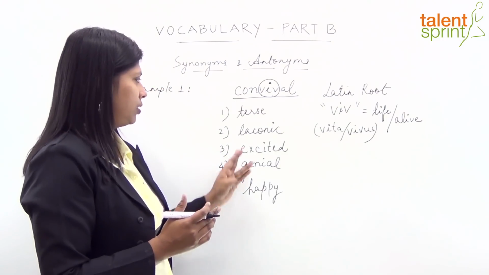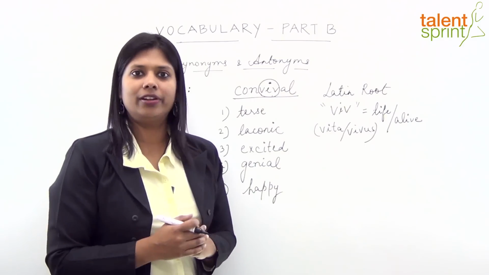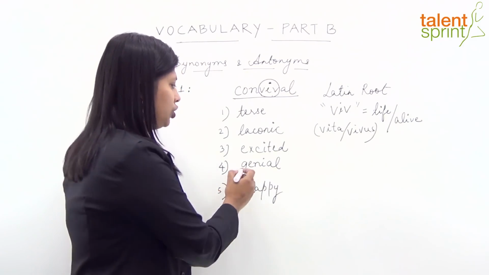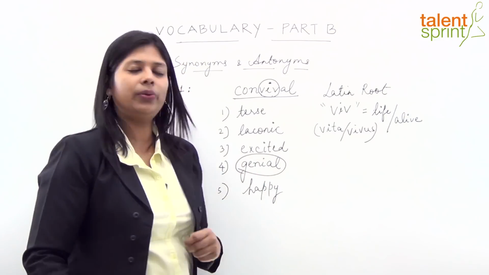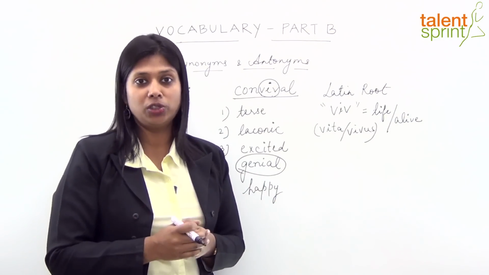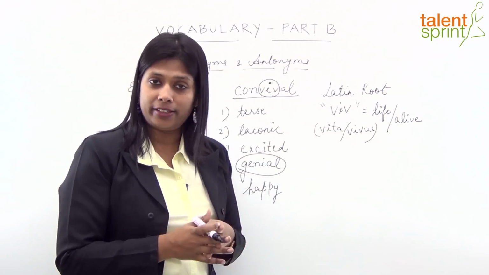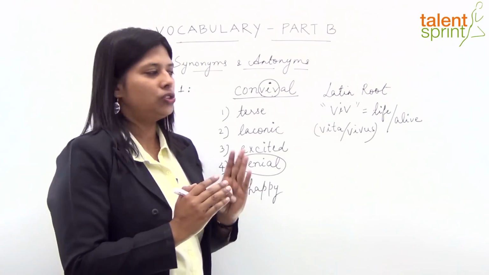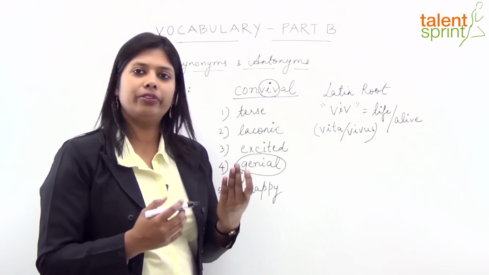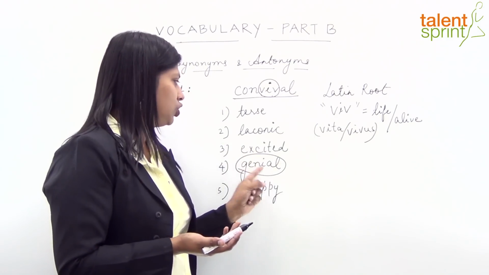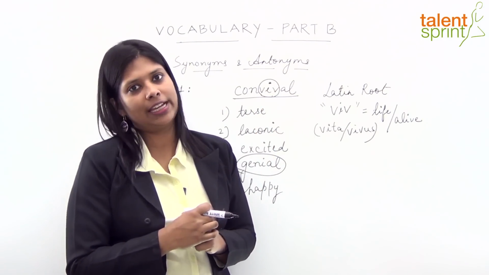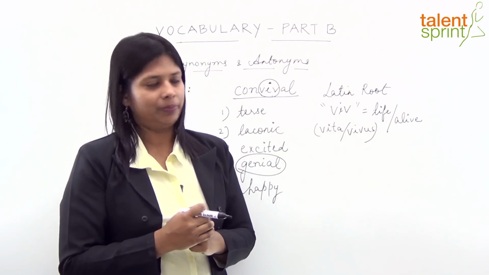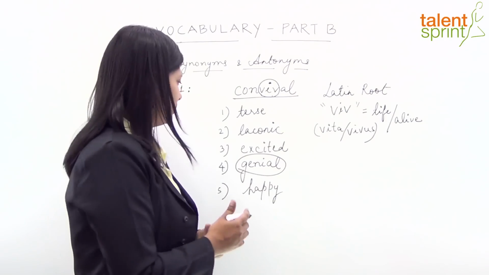The closest of the 5 words here is actually genial. Okay, so genial, as you're also aware of the word congenial, right, which means friendly or conducive to life. So out of the options available here, we can say that genial is the closest in meaning to convivial, or convivial, as they say.